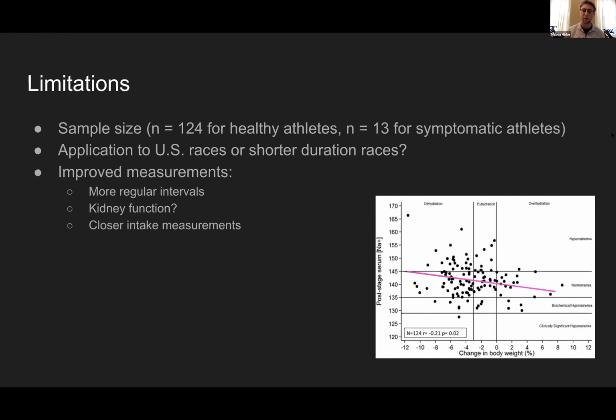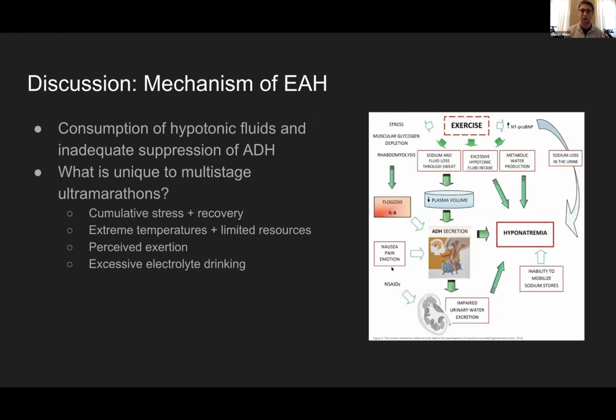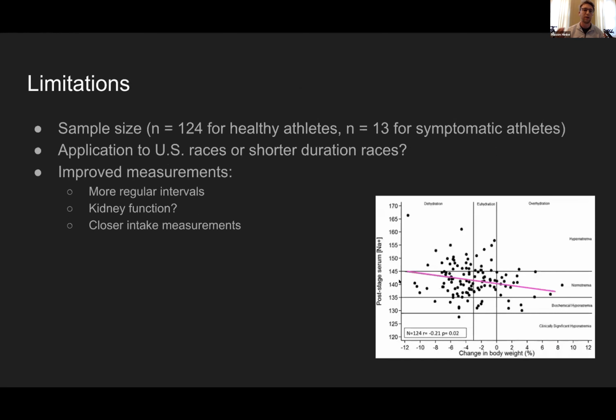I believe, going back to this figure, NSAIDs are mentioned here, and it wasn't mentioned if athletes were taking NSAIDs during the recovery phase. I know if I did 4 marathons in a day, I'd probably need some ibuprofen. So that could also alter our electrolyte status.